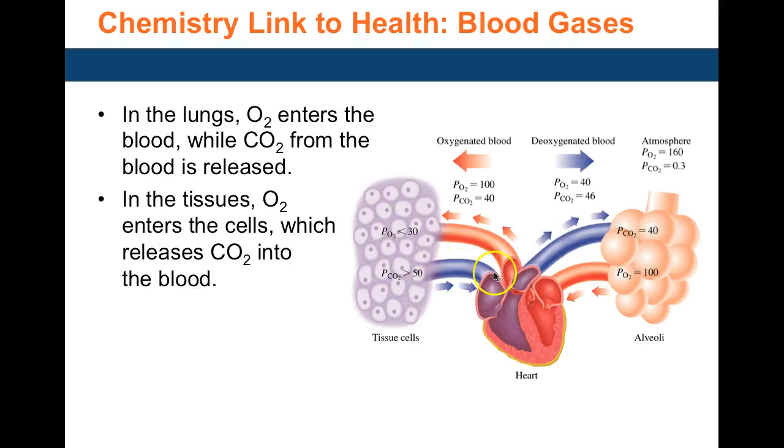And then the deoxygenated blood is taken back to the lungs. So now the partial pressure of carbon dioxide diffusing out of the deoxygenated blood is quite high, whereas it's negligible outside in the atmosphere. Therefore, all of the carbon dioxide will diffuse out into the atmosphere during exhalation.